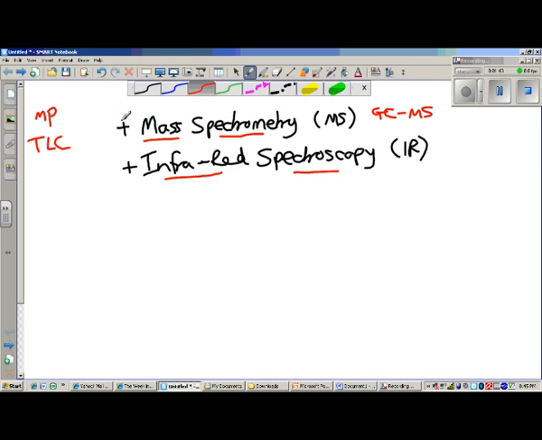This method here is completely destructive to the sample, so the sample's gone after you've measured it. This IR is not destructive, so you can get your sample back after you're done. And they both tell you completely different things. The main thing that mass spectrometry is used for is for determining the molecular weight of the molecule and some basics about its structure.